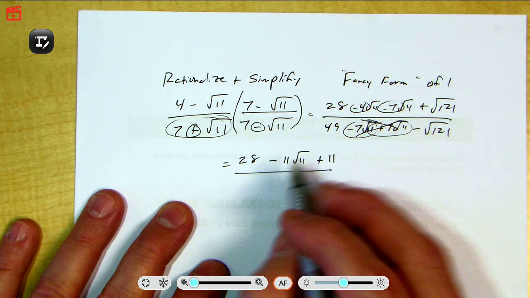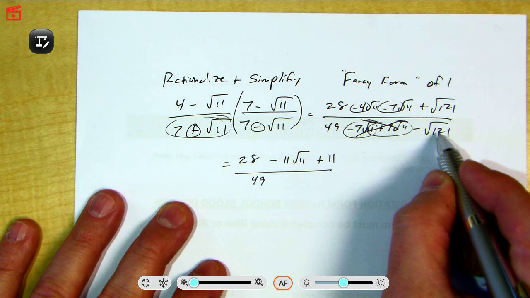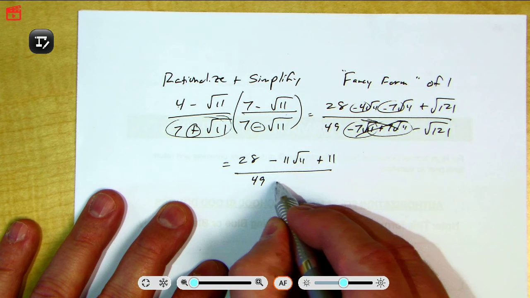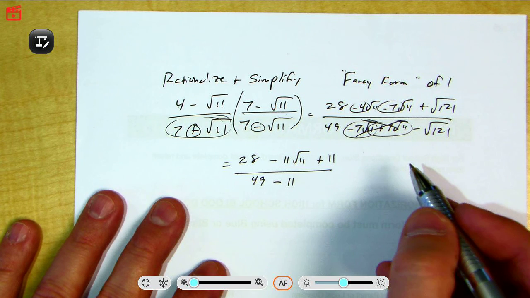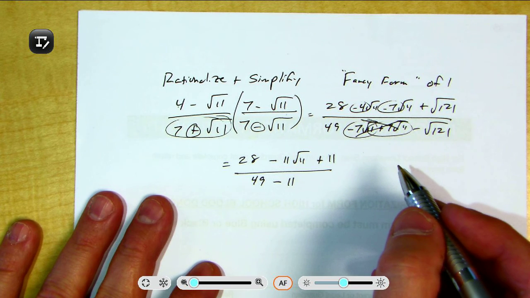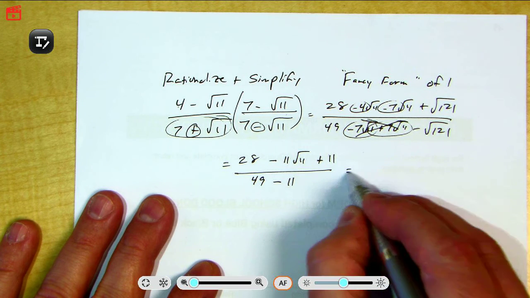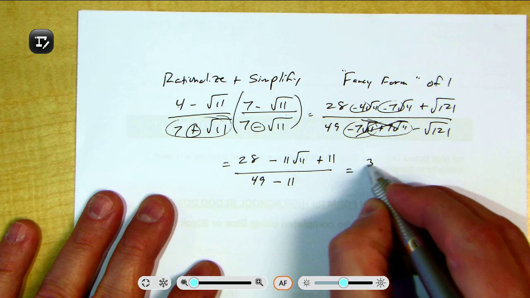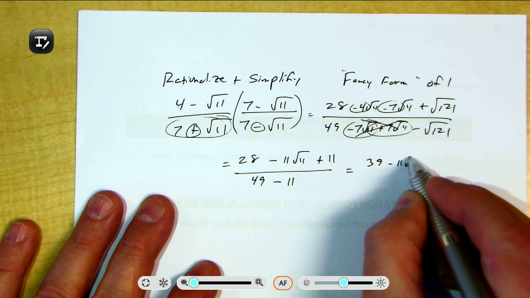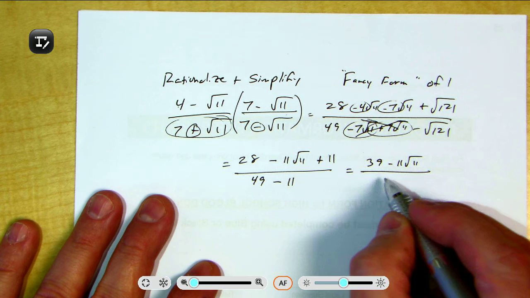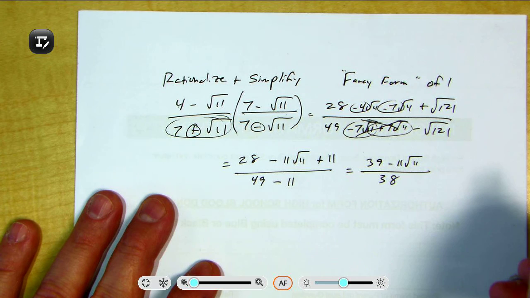And we're not quite done yet. We have 49. What's the square root of 121? 11. So it's 49 minus 11. Are we done? No. What's 28 plus 11? 39 minus 11 rad 11 over what's 49 minus 11? 38. And I don't think there's any more canceling that can be done there, so that's it.